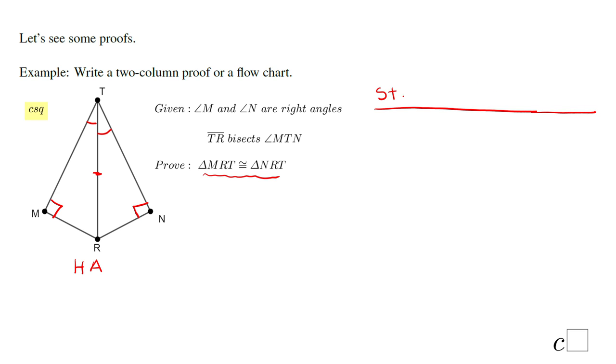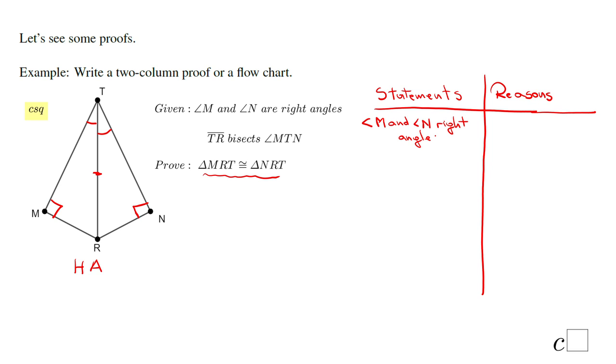On the first column we put statements, and on the second column we put reasons. Let me do that line a little bit better. And again, reasons. And you always start with what is given. So we get angle M and angle N right angles. And this is given.